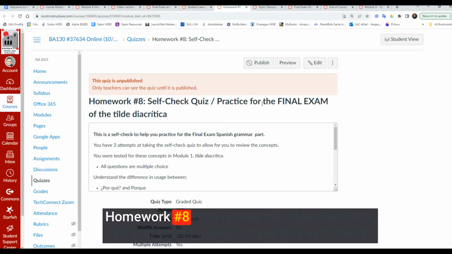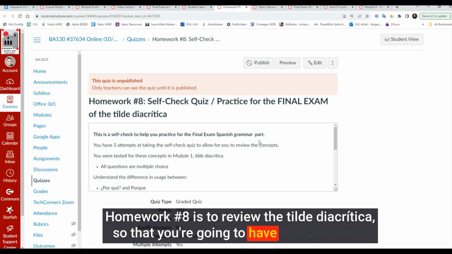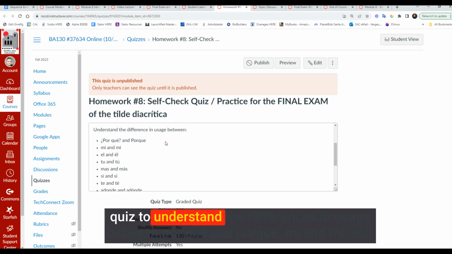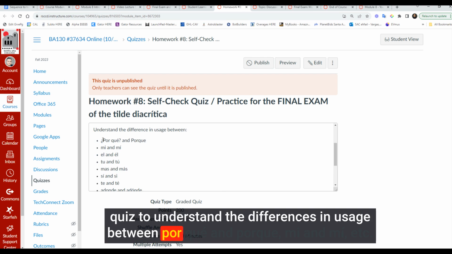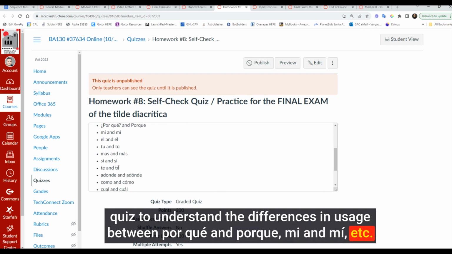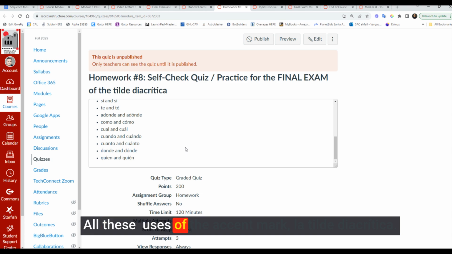Homework number 4 is to review the tilde diacrítica, so you're going to have this self-check quiz to understand the differences in usage between porque and por qué, mi and mí, etc. All these uses of the accent mark, tilde diacrítica.